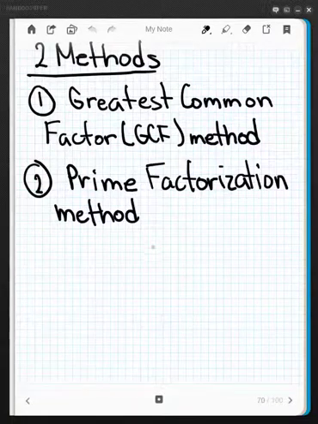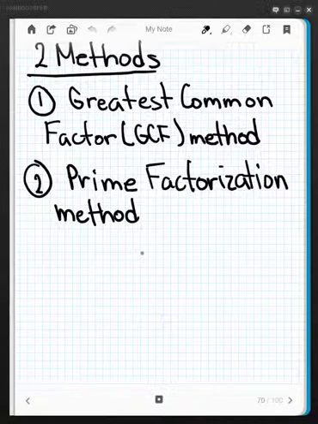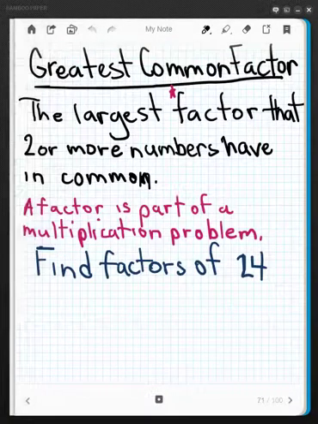There are two methods for reducing fractions. The first is the greatest common factor method, and the second is the prime factorization method. We will be going over both and talking about the things that we need to know how to do in order to do each of the methods. We'll start with the greatest common factor.